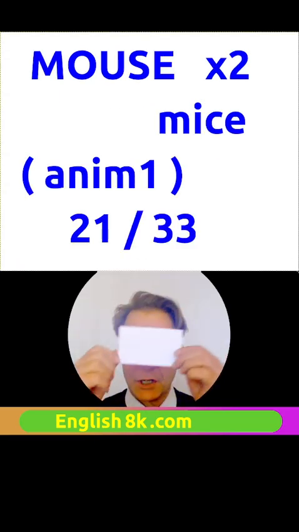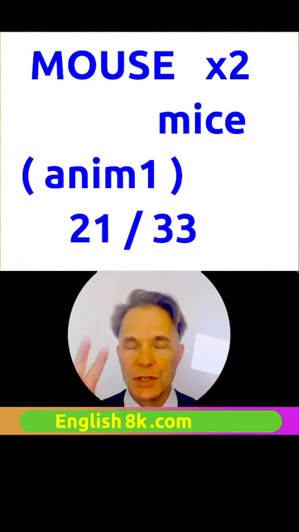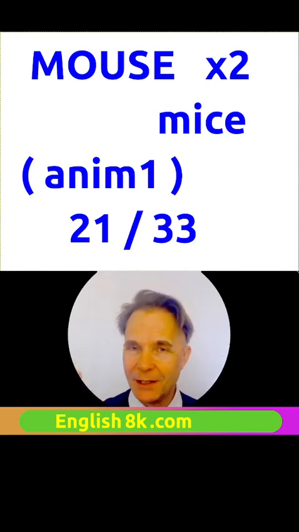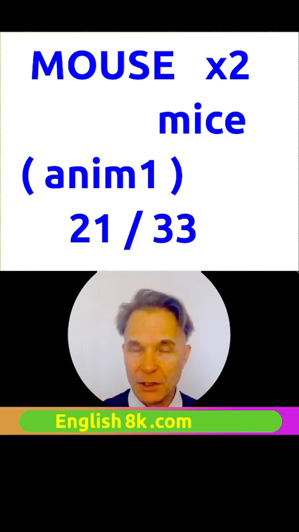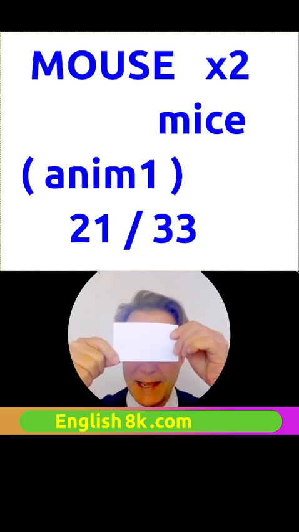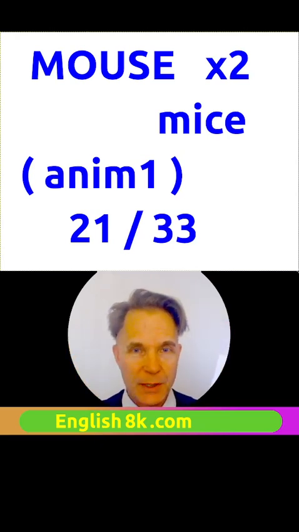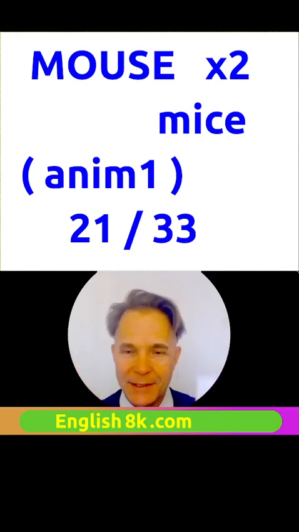Please make a flashcard like this. Mouse times 2, an animal and a computer mouse. The plural, two mice. Down here, ANIM, 1. This means animal, level 1. And over here, the number 21 out of 33.